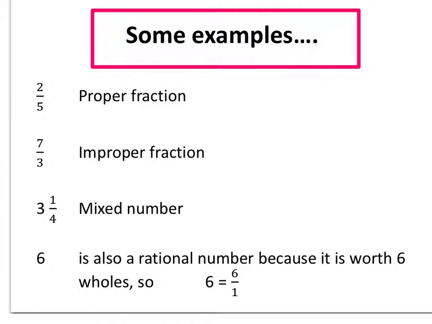Here are some examples of different rational numbers. Our first one is what we call a proper fraction, and that's 2/5. Our second one is 7/3, and that's what we call an improper fraction because it's more than a whole. 3 1/4 is what we call a mixed number. And 6 is also a rational number because it's worth 6 wholes. So we can say that 6 is equal to 6/1 or just 6 ones.